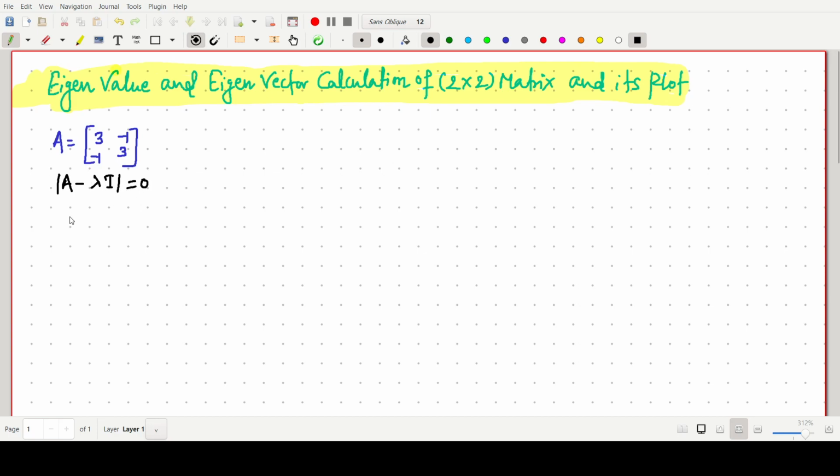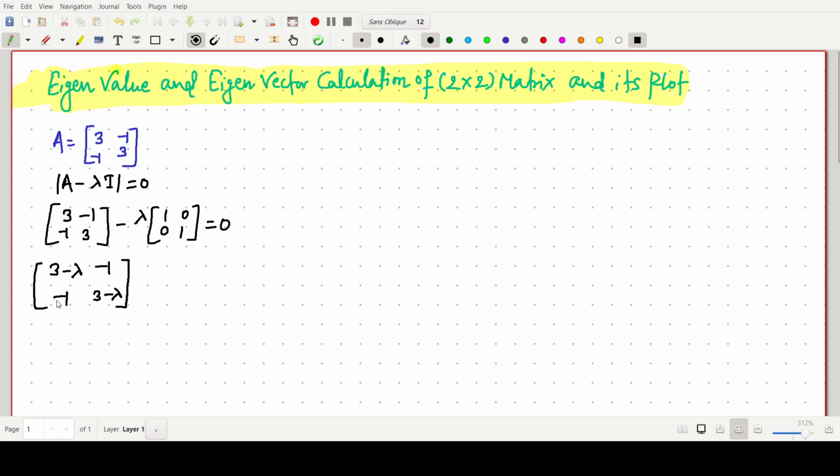Okay, so in this question, our matrix A is nothing but simply 3 minus 1, minus 1 3, and lambda I, for the time being I am writing 0 1. Okay, we have to go step by step. So after that we can directly write 3 minus lambda, minus 1, then minus 1, then 3 minus lambda equals to 0.